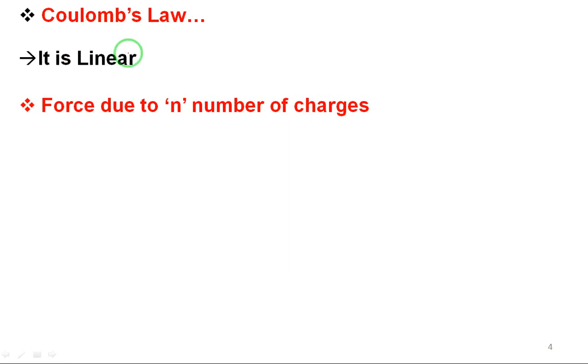Yes, Coulomb's law is linear. What do we mean by this? I am explaining that. Plus Q1 and plus Q2 are there, with the same diagram. The force exerted by charge Q1 on Q2 is F12. It will be in this direction, the distance is R12, and the unit vector is A12. The same things we have taken here.